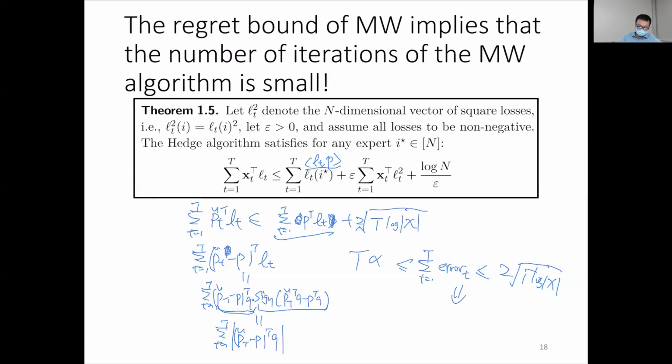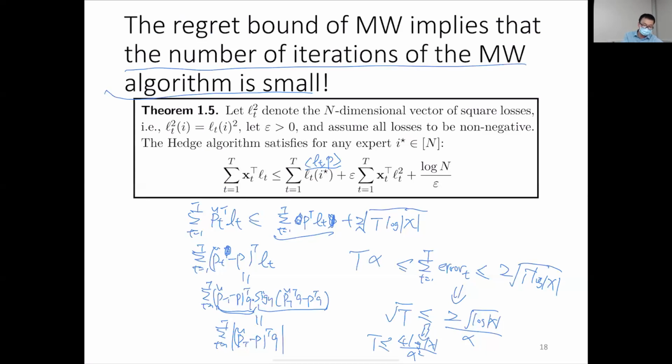So let's divide both sides by square root of T and also by alpha. Square root of T is smaller than 2 times log cardinality of X over alpha, or rather T is smaller than 4 log cardinality of X over alpha squared. So this shows that the total number of iterations of the multiplicative weight algorithm that we run needs to be small, something proportional to 1 over alpha squared, where alpha is the desired error.